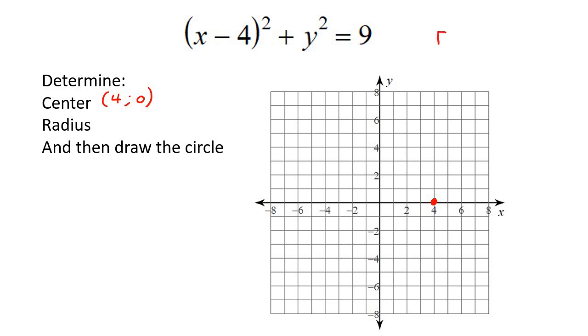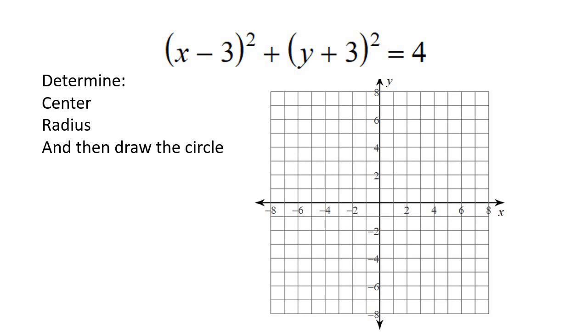The radius, we could find that by saying that r squared is equal to 9. And so r is equal to 3. So let's first say that the radius is 3. And then we go 3 above, 3 to the right, 3 to the left, 3 down, and then we can just draw something that hopefully looks like a circle. There we go, that wasn't too bad.